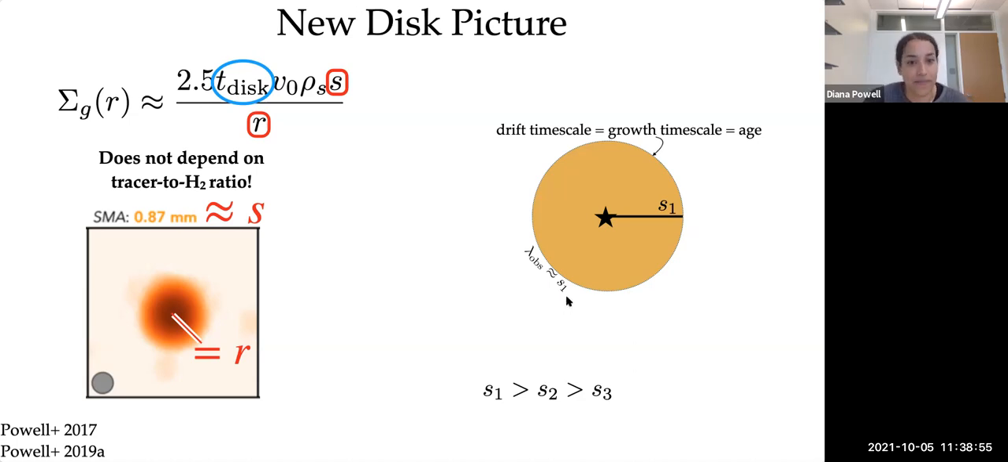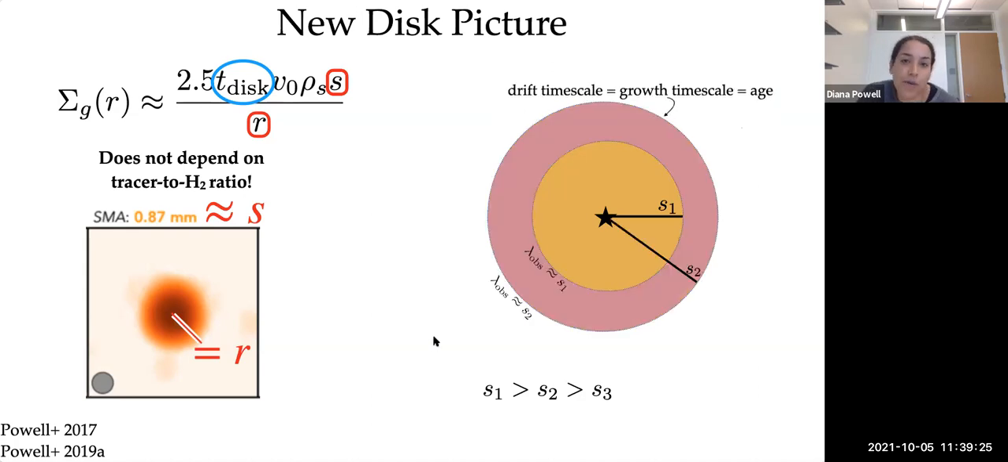Okay. And so here on the right is a quick visual summary of this new picture of protoplanetary disks. So large particles of size S1 are present throughout the disk until they reach a radius where their drift timescale is equal to their growth timescale, which is roughly equal to the age of the system. And if you were to look at a disk at an observing wavelength approximately equal to S1, then you'll see a disk with this radial extent.